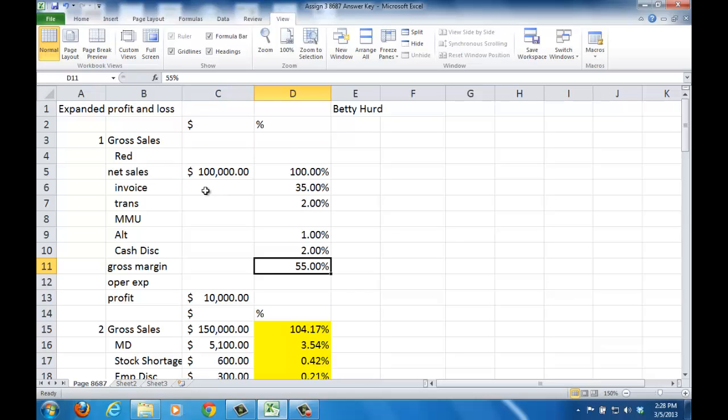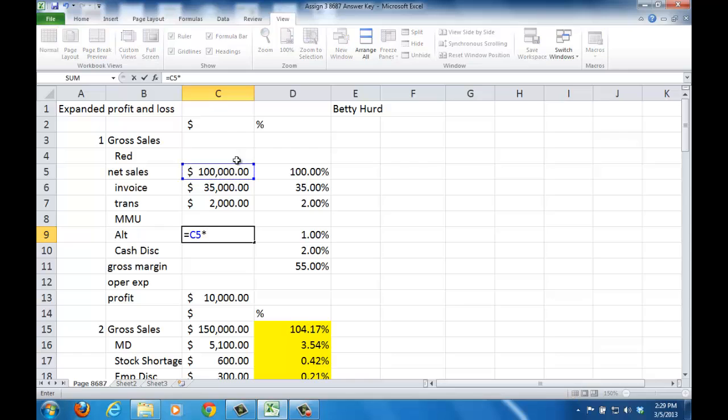So first of all, just like we have done before, we multiply to get dollars. In order to find the invoice cost, we could say that equals $100,000 times 35%. And again, we're always clicking in the box. Transportation equals net sales times 2%. Don't know maintained markup yet. We're going to figure that out. Alterations are 1% of our business, so equals net sales times the alterations percentage.